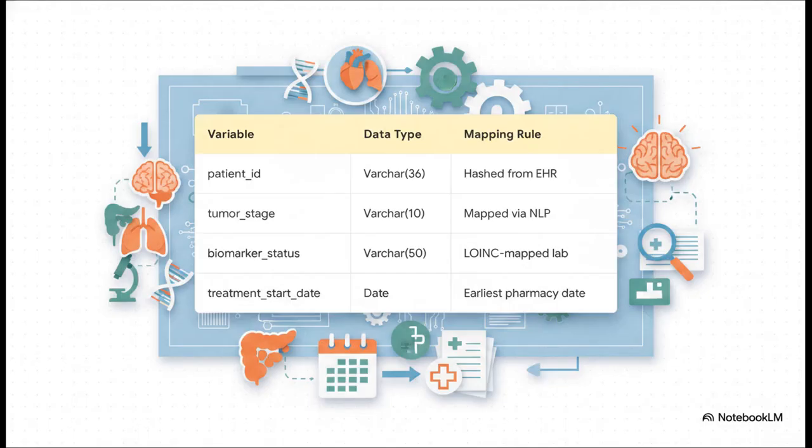To put that into perspective, take a look at this representative excerpt of an oncology data dictionary. Every single variable has strict rules. Take tumor stage, for example. Its permissible values are explicitly limited to standard stages, and its source mapping rule explains exactly how it was extracted using a natural language processing algorithm. Or look down at treatment start date. The mapping rule clearly dictates it's derived from the earliest date in the pharmacy administration table. Everything has to be explicitly defined like this if we want to maintain serious scientific rigor.